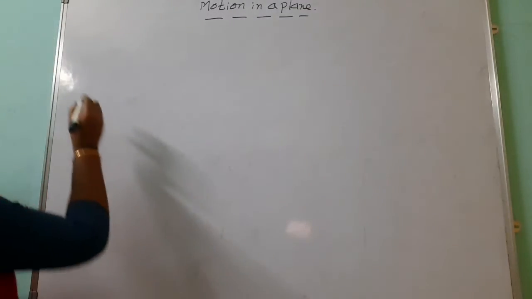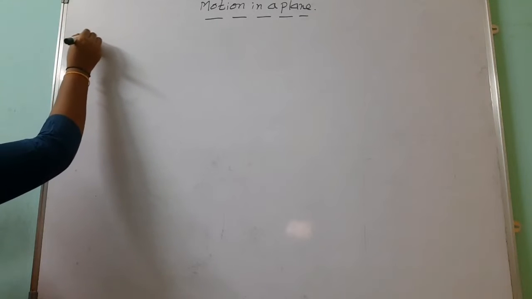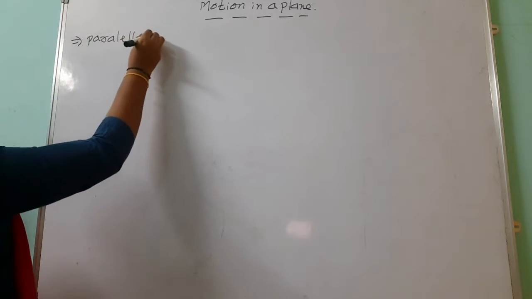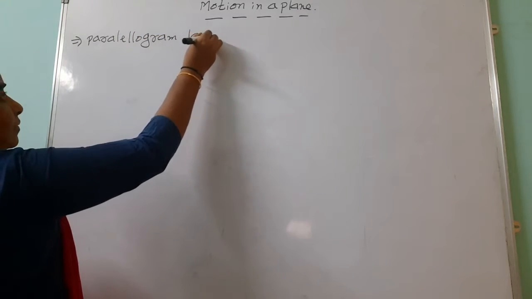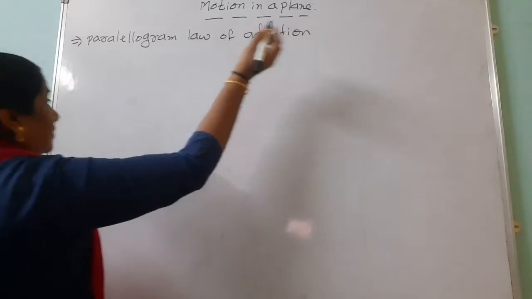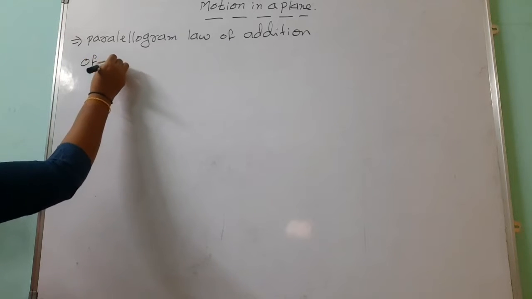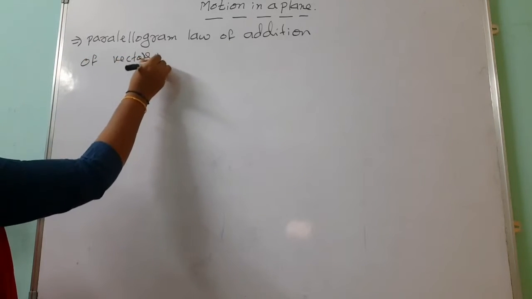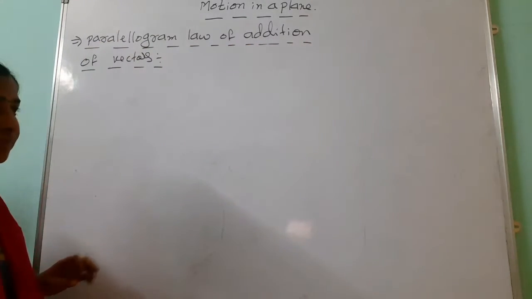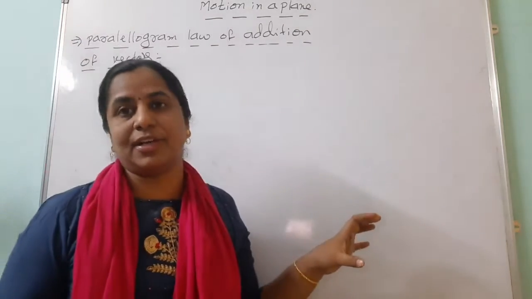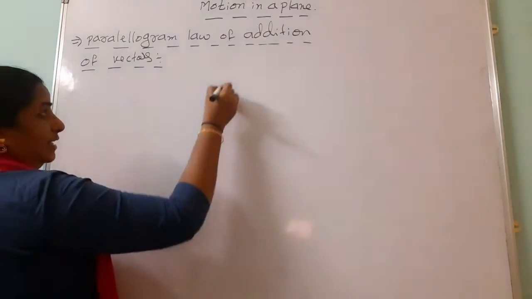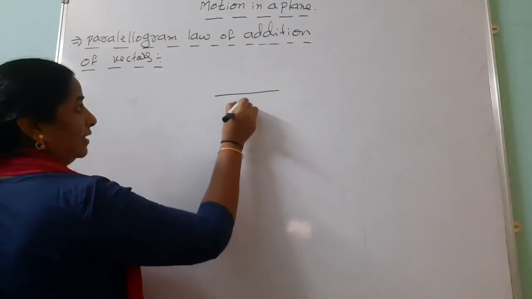In this, our first one is the parallelogram law of addition of vectors. The question is, state the parallelogram law of addition of vectors and derive the expressions for resultant and direction of the two vectors. Here we are taking two vectors. What are those? One is P bar, another one is Q bar.